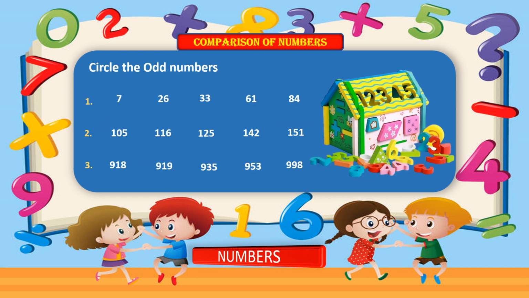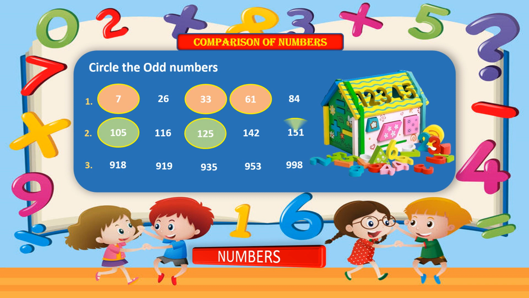Circle the odd numbers. Are you ready to circle the odd numbers? In the first row, 7, 33 and 61 are odd numbers. In the second row, 105, 125 and 151 are odd numbers. In the third row, 919, 935 and 953 are odd numbers.